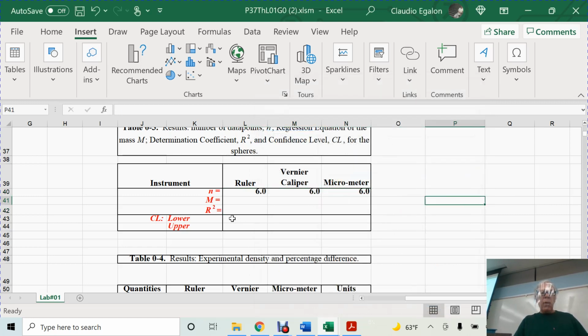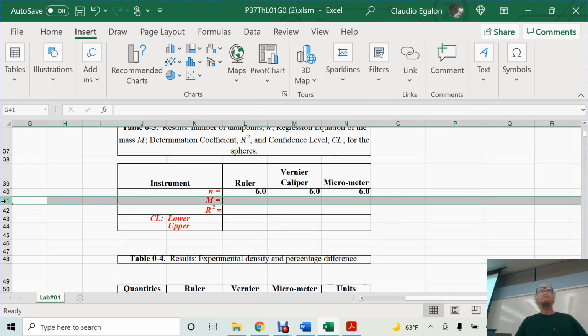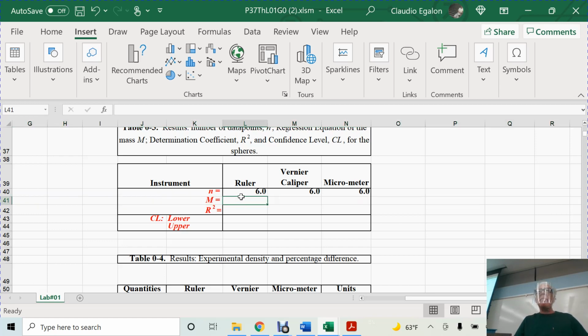Okay. What's going to be m here? M is your regression equation. You got a linear relation, right? Which is pretty good. The trend line. Just type your trend line, you know, the slope times the v plus the intercept. And here is obvious, right? It's the r square. Type the r square there.